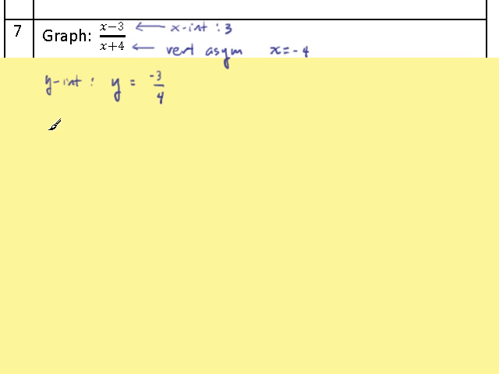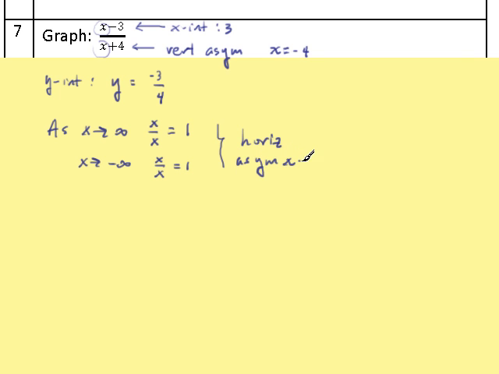All right, and now end behavior. As x goes to infinity, x over x, that's the highest term over the highest term, equals 1. So it's going to tend towards 1. And as x goes to minus infinity, the same thing. So we can say we have a horizontal asymptote at y equal 1.